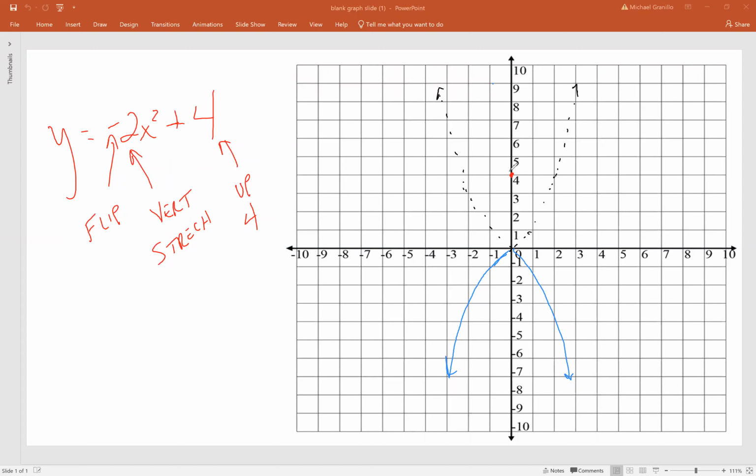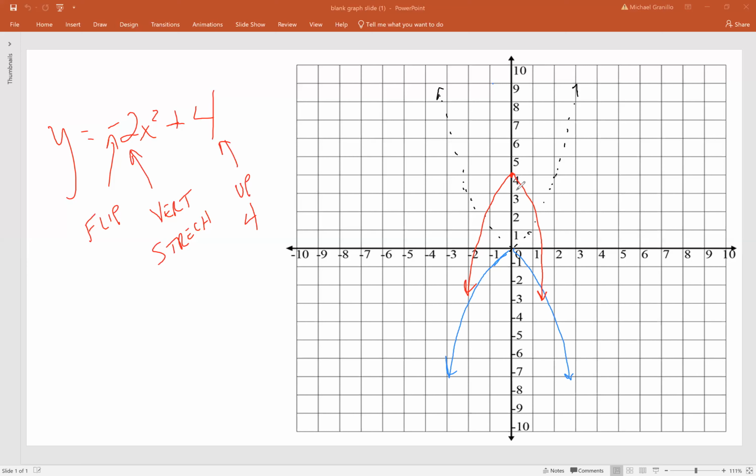Okay. Now, what else is happening is because there's going to be a vertical stretch. Remember, that means it's going to be skinnier. Okay, so it's going to be something like this. Okay. Now, I'm not really that concerned if you get it exact. Okay, as long as you know that the vertex is going to move up to 4, and it's flipped upside down, and it looks skinnier, like my graph here does.